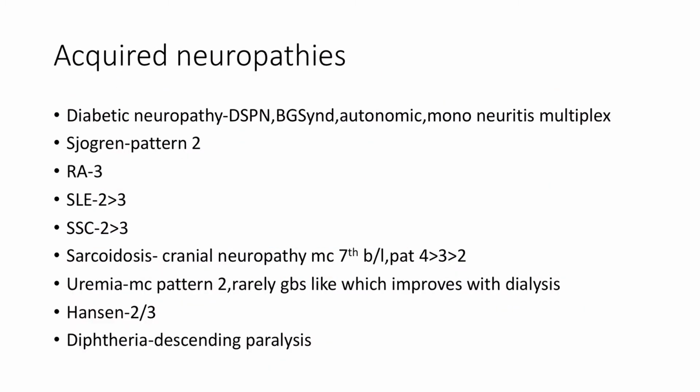Okay. Now, acquired neuropathies are divided into very common ones. If you look at the common ones, one is the diabetic neuropathy, which, as I told you, is a pattern 2, that is a DSPN, or it can present as amyotrophy, that is Bruns-Garland syndrome, and autonomic dysfunction can also be there, and that is pattern 10. Mononeuritis multiplex pattern 3 can also be there.